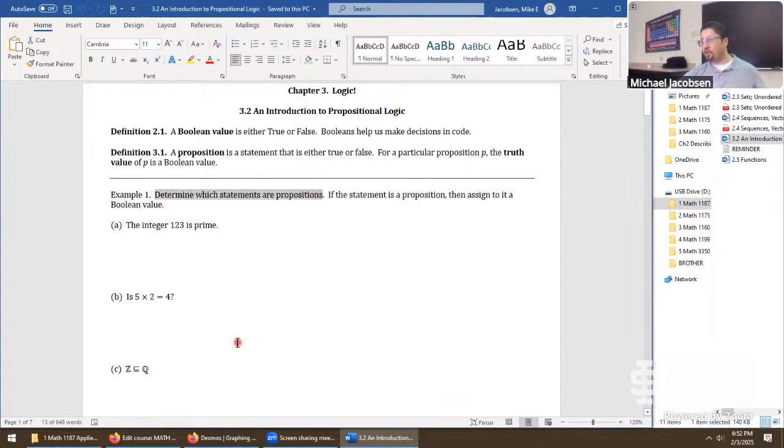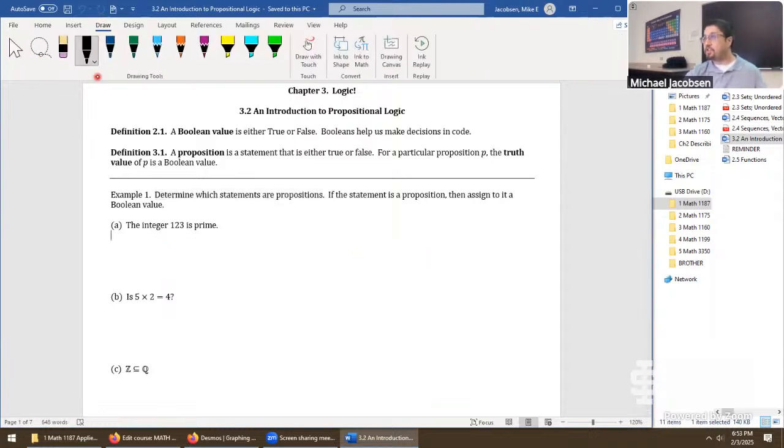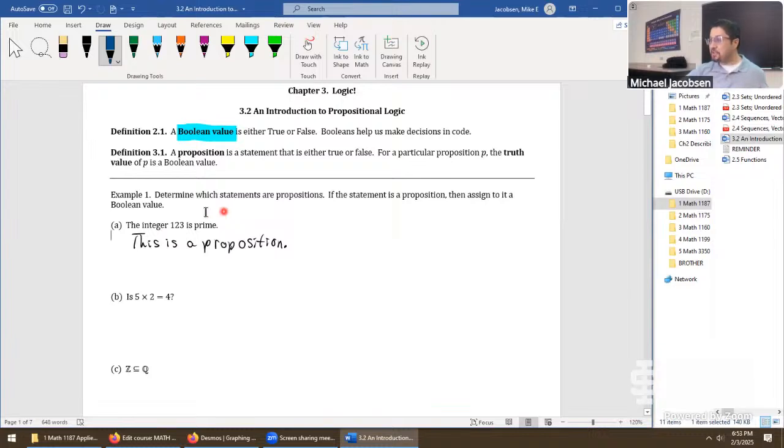Again, I think I kind of gave away part A, but this one is absolutely a proposition because the statement, the integer 123 is prime, is truly either true or false. So let's say here, this is a proposition. Now we can hit it with a Boolean value. Has anyone spotted if this statement is true or is it false? I'm saying false. I agree. It looks like 3 would divide that. So it's divisible by 3. Let's say false.